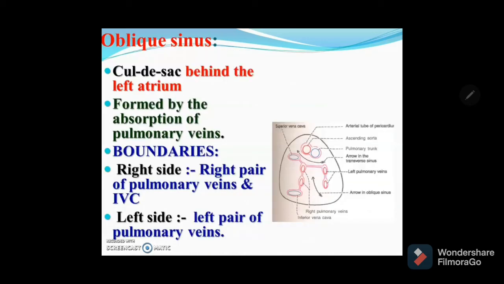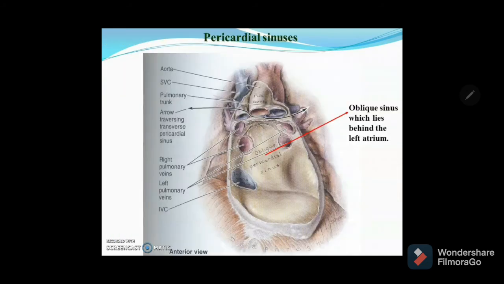Then you can see the oblique sinus here. It is a blind pouch behind the left atrium. It is formed by the absorption of the pulmonary veins. Right side you are seeing the right pair of pulmonary veins. On the left side you can see left pair of pulmonary veins, and this is the oblique sinus here. This is the oblique sinus what you are observing. It is formed due to absorption of pulmonary veins. Whereas transverse sinus is due to the bulboventricular loop.